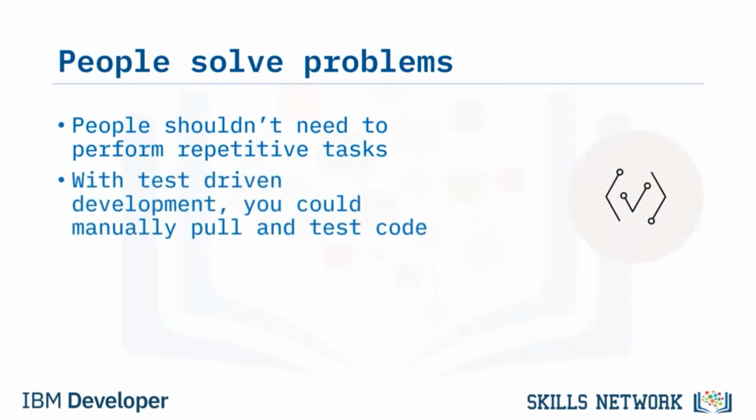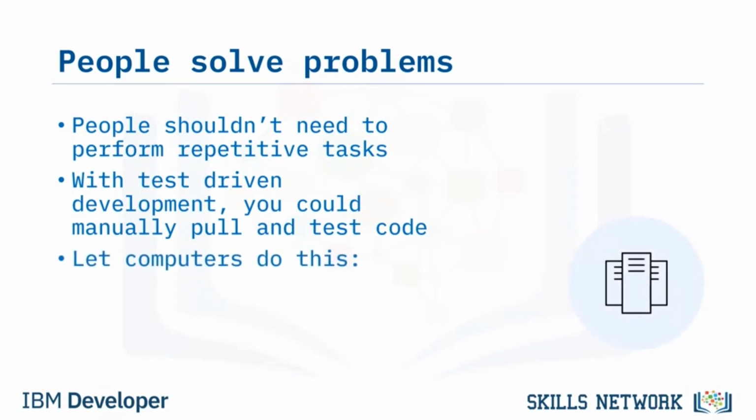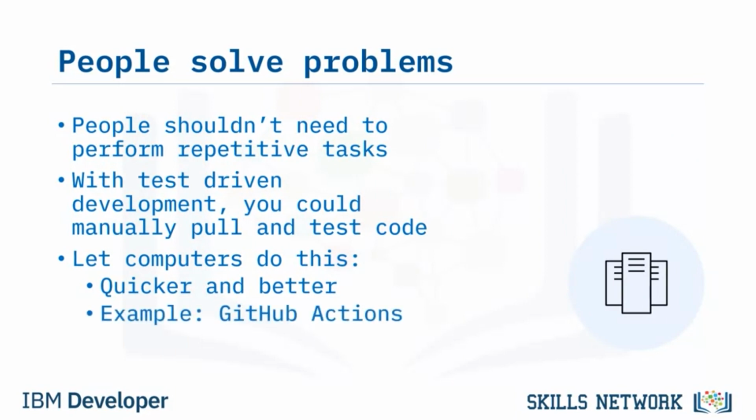With test-driven development, you could constantly pull people's code and run tests against it manually. But why not harness the power of computers to perform these repetitive tasks that they were designed to handle? Computers can perform these tasks more quickly and efficiently than you or I. For example, applications such as GitHub Actions could do that job and you would never have to pull and test code manually again.